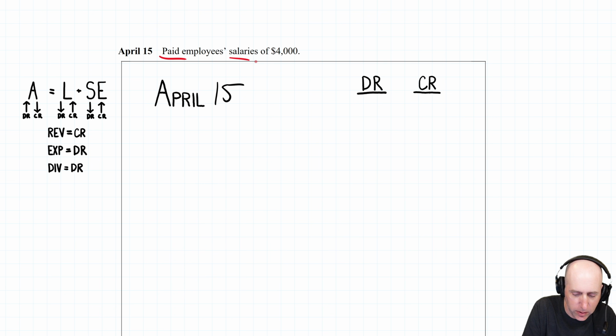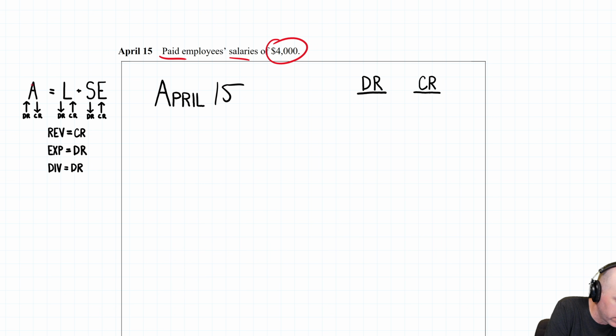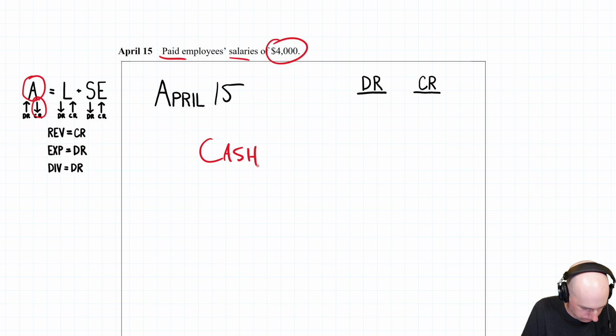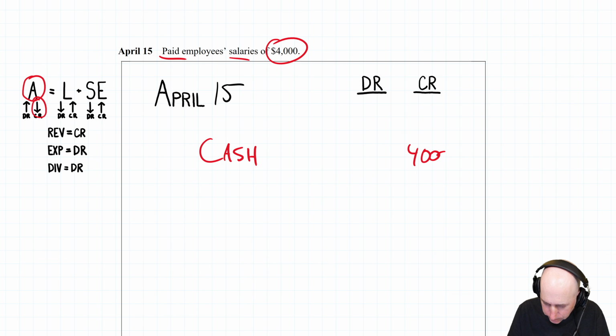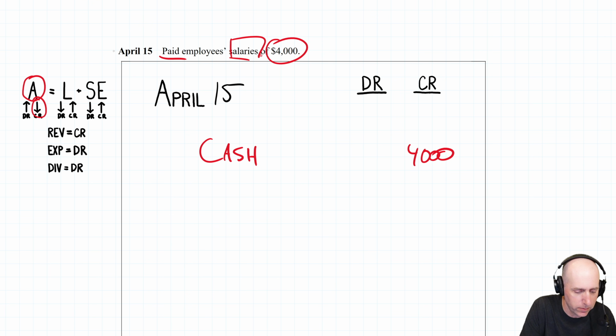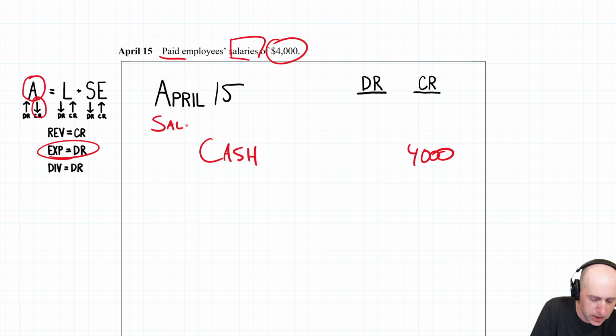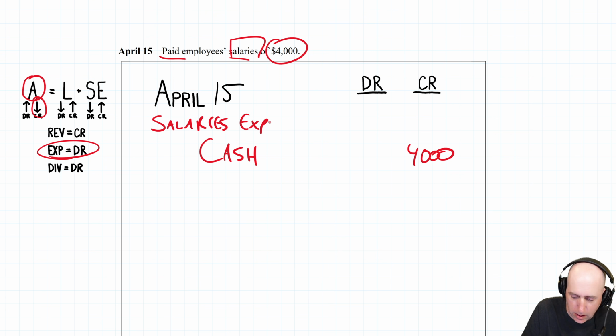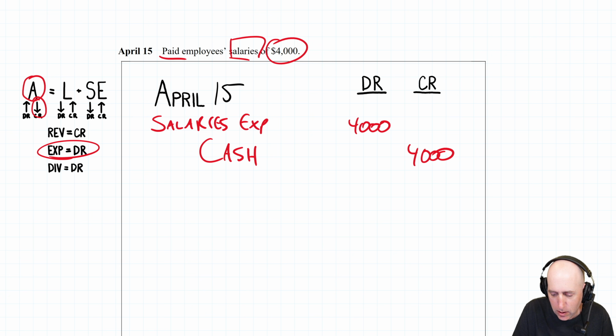Paid salary, so paid $4,000. Cash is, of course, an asset, and it is going down, so we credit cash. Our debit here, well, is salaries. And what are salaries typically? An expense. So we debit salaries expense, and we credit cash for $4,000.